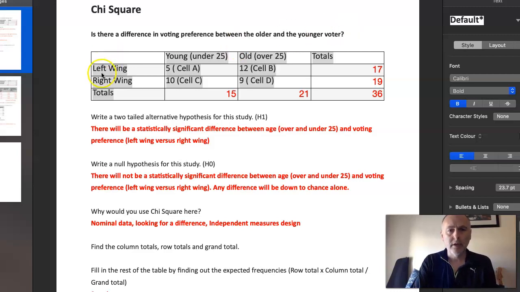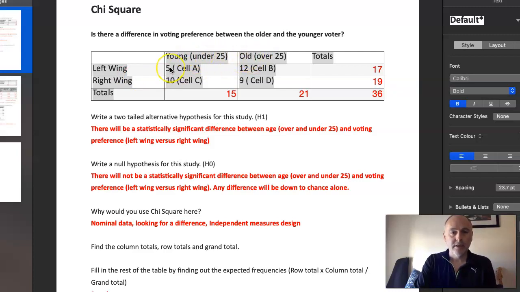So what we've got here is what's known as a contingency table. You can pretty much work out as soon as you get a contingency table that you're going to be doing a chi-squared analysis. So what do we mean by that? We've got what's called a 2x2 contingency table. Just to make sure you remember, these are the rows. Rows go across and the columns go down. So we've got left wing and right wing, and young and old. These are the voting intentions and these are the age groups of the people.